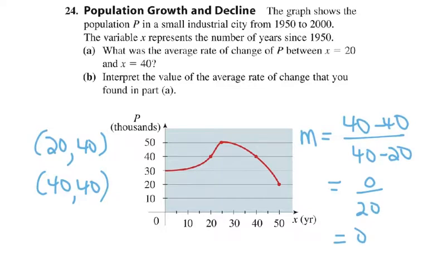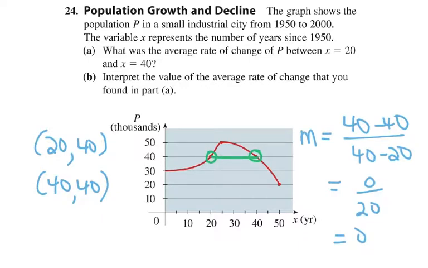So in part B, it says, interpret the value of the average rate of change that you found in part A. So those 2 points that we were finding the change between, if you connect them, you'll notice that the line is horizontal. Well, what's the slope of a horizontal line? It's 0, because the slope tells you how inclined the line is. Well, there's no incline. It doesn't go up, it doesn't go down, it stays the same.